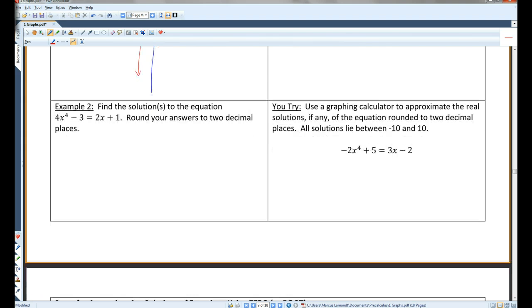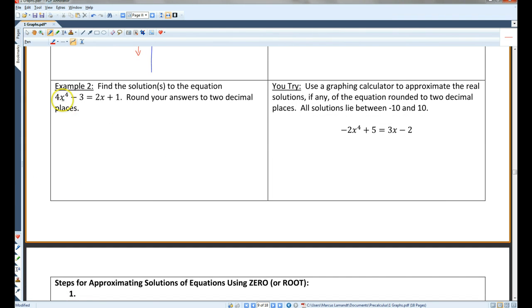Example 2. Find the solutions to the equation 4x to the 4th power minus 3 equals 2x plus 1. Before we graph this on the graphing calculator, we need to set this equal to 0. So I've got 4x to the 4th power minus 3 equals 2x plus 1. I'm going to subtract 2x from both sides. So 4x to the 4th power minus 2x, negative 3 minus 1 is negative 4.